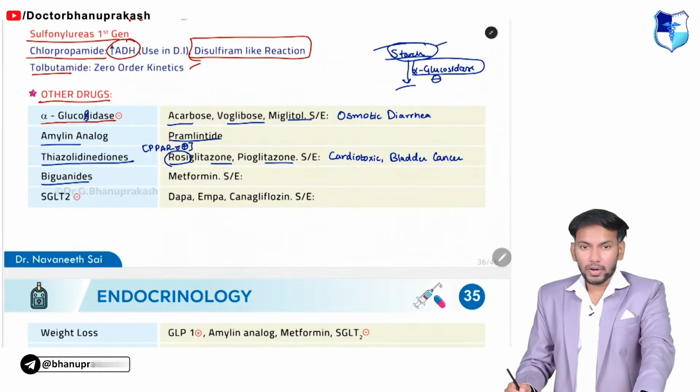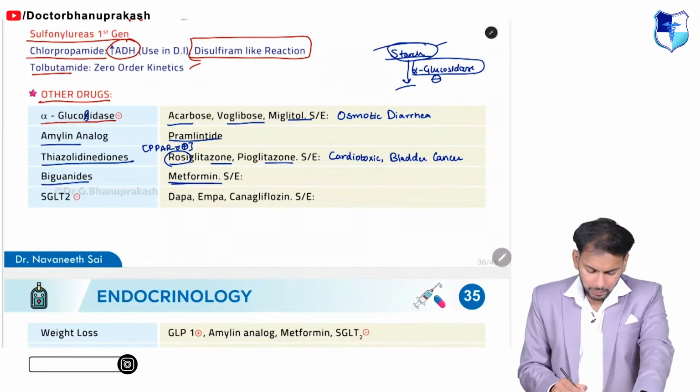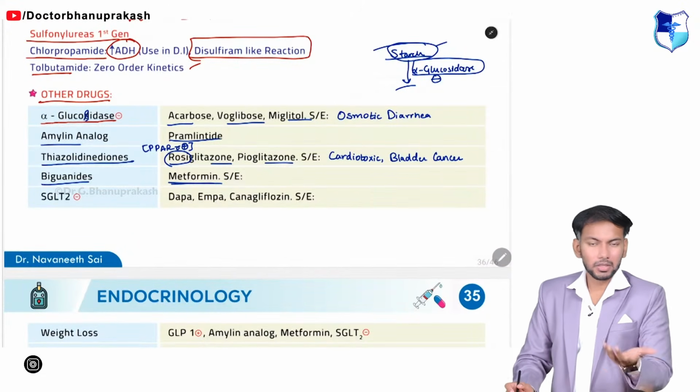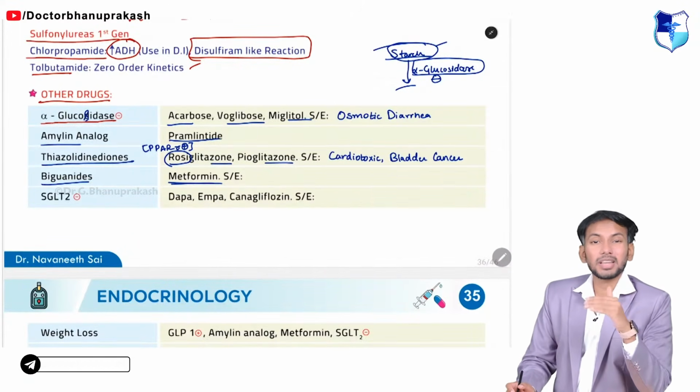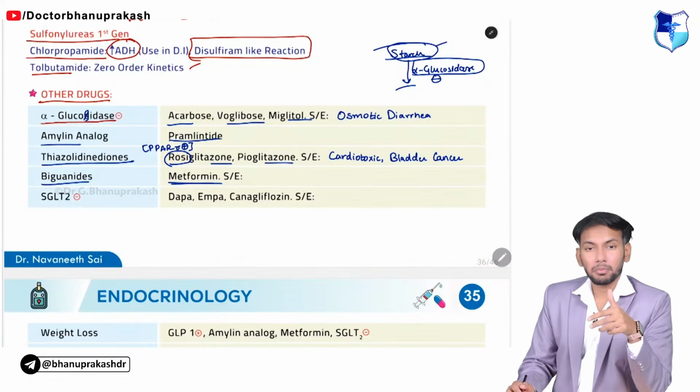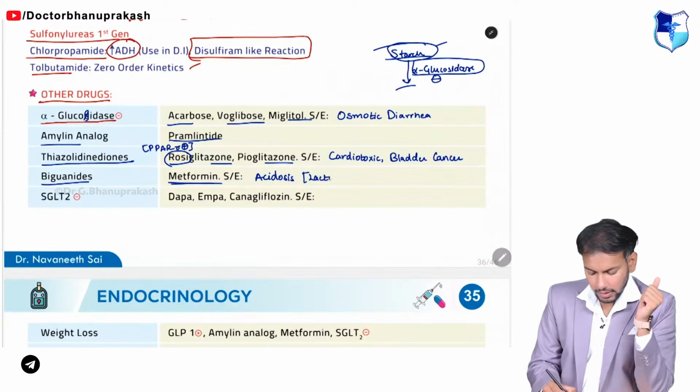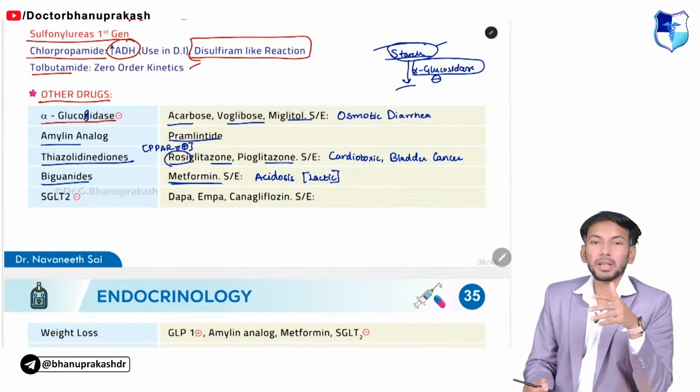Next are biguanides. Biguanides means metformin. Now, metformin is the drug of choice in type 2 diabetes, as all of you know. What are the side effects that you can see with metformin? You can see acidosis, lactic acidosis. Sometimes it can also cause a megaloblastic anemia.